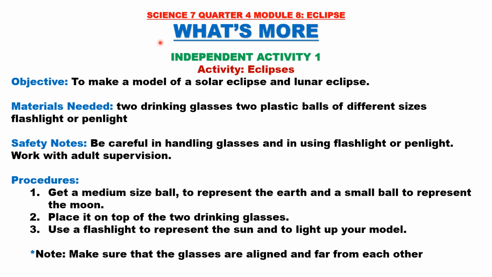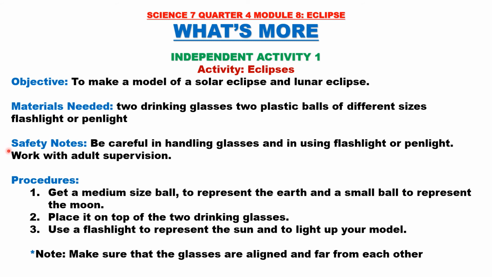What's more, Independent Activity 1, Activity Eclipses. Objective, to make a model of a solar eclipse and lunar eclipse. Materials needed, 2 drinking glasses, 2 plastic balls of different sizes, flashlight or pen light. Safety notes, be careful in handling glasses and in using flashlight or pen light.